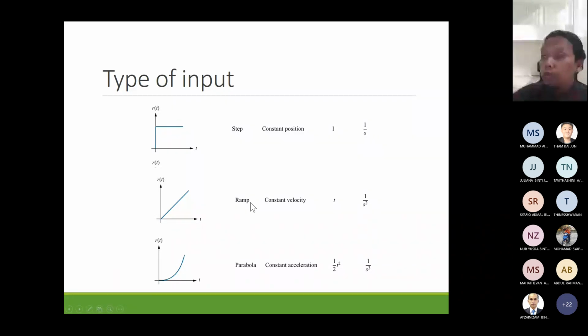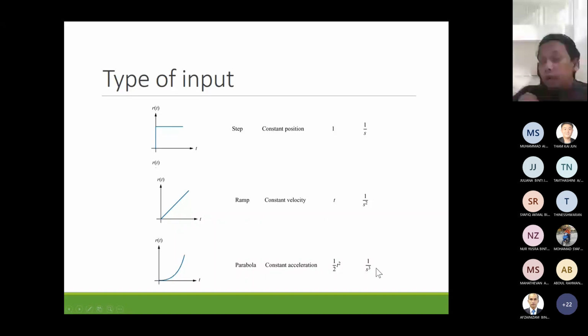And then we have ramp input. For a unit ramp input, it becomes t, okay? Just a value t. And then in frequency, it will be 1 over S squared. And then for parabolic input or unit parabolic input, it will be 1/2 t squared. And then in frequency domain, it will be 1 over S cubed.